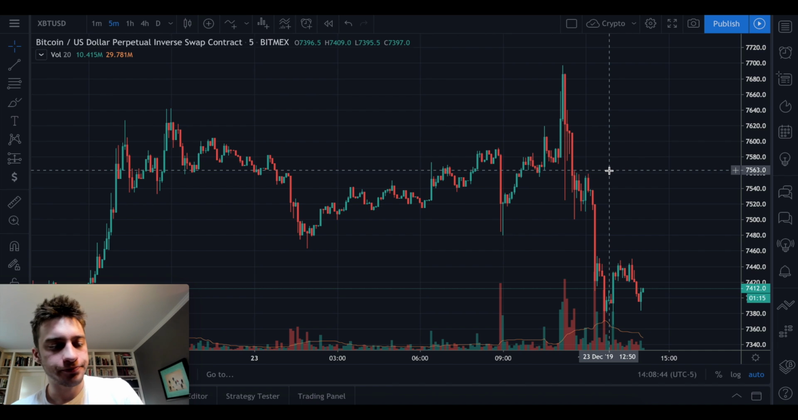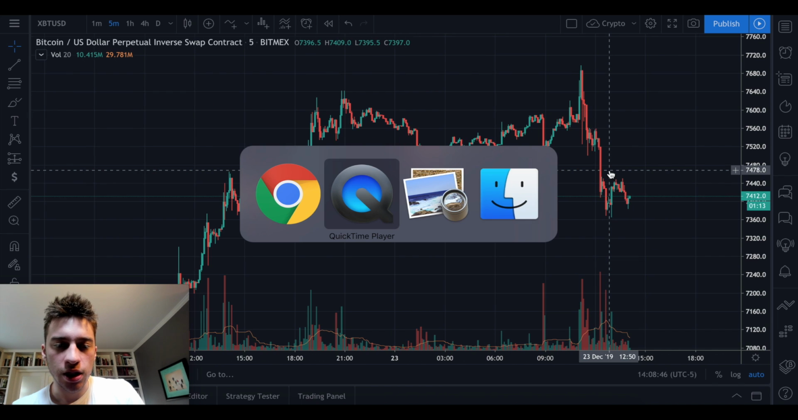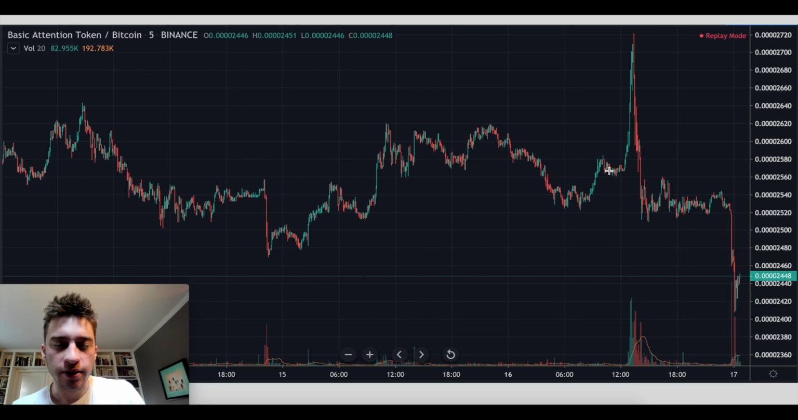So let's pull up a chart of exactly what I'm talking about. You're looking at BAT/BTC. This is a coin that you can trade with margin on Binance, meaning you can go long or short up to 5x leverage. Now, with what we see here, we just saw a large sell-off here on very high volume, right? Look at this volume here.